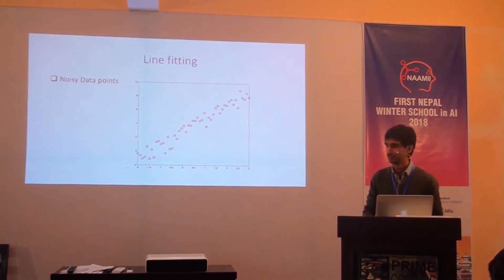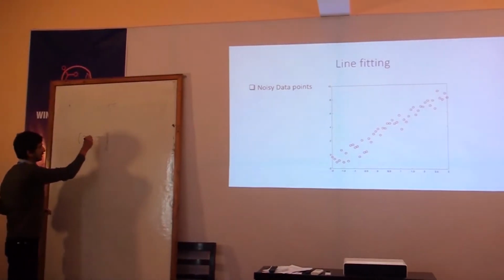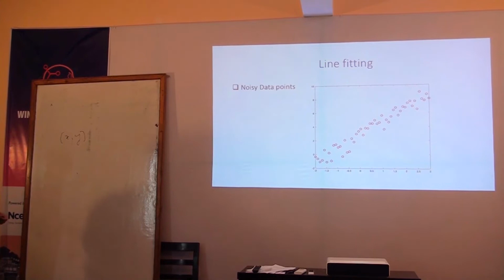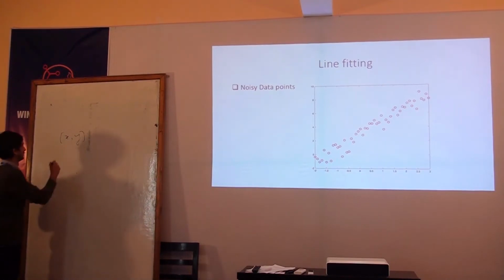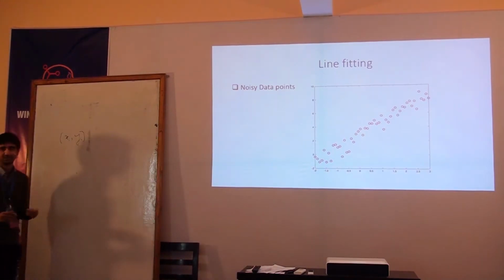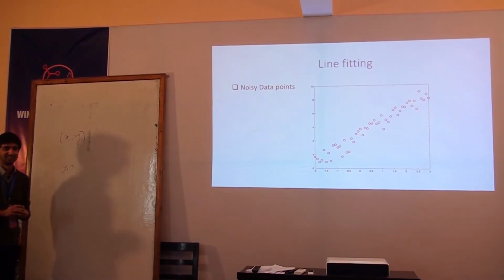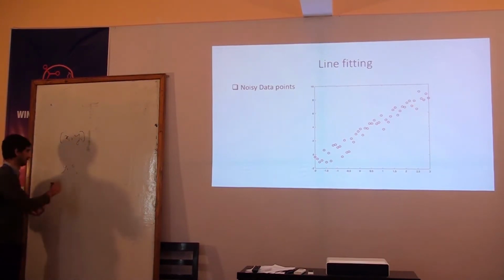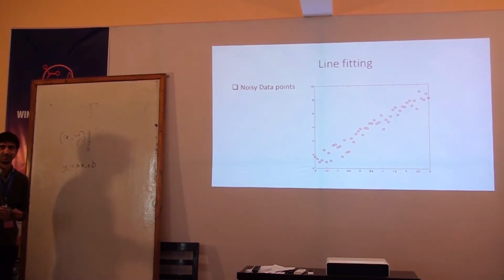Least square regression. So let's do some exercise. Your points are x, y, and you want to fit a line. Let's put xi, yi, because these are data points. So what is your model? Anyone? y equals ax plus b. This looks like a line, right? Yes. So this is what we want to fit.